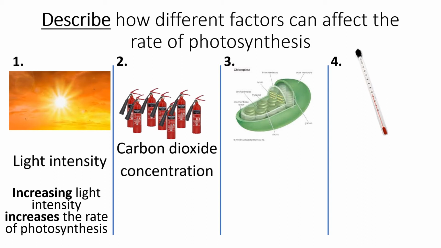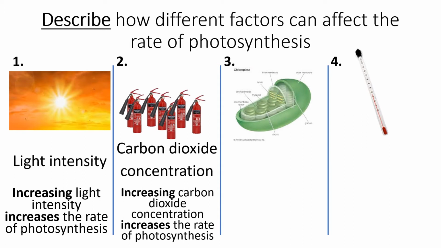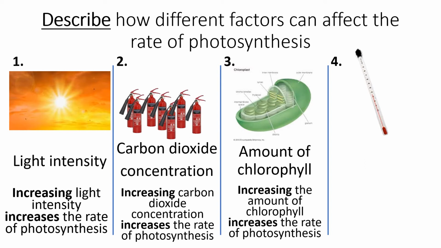The second one, the picture represents carbon dioxide concentration. Remember, you need that word concentration in there. And again, increasing the carbon dioxide concentration increases the rate of photosynthesis. The third one is the amount of chlorophyll. Chlorophyll is the green chemical found inside chloroplasts. And remember, chloroplasts are found inside plant cells. With an increased amount of chlorophyll, we have an increase in the rate of photosynthesis.